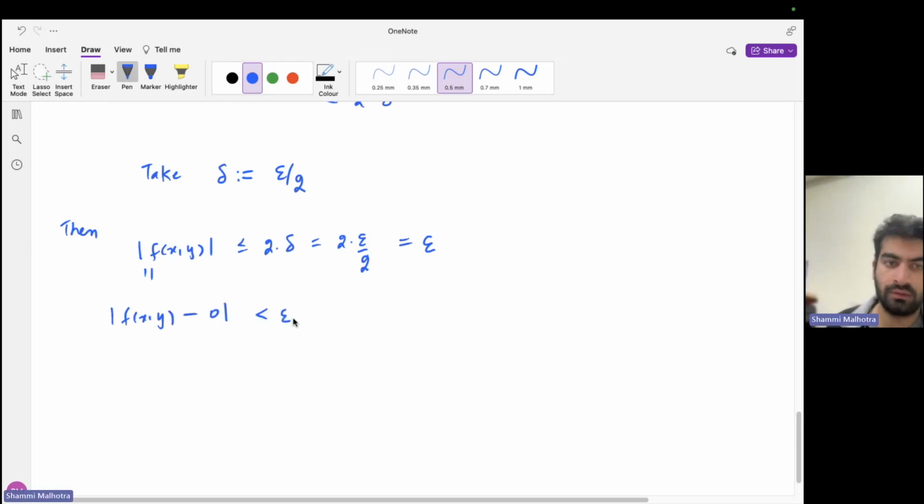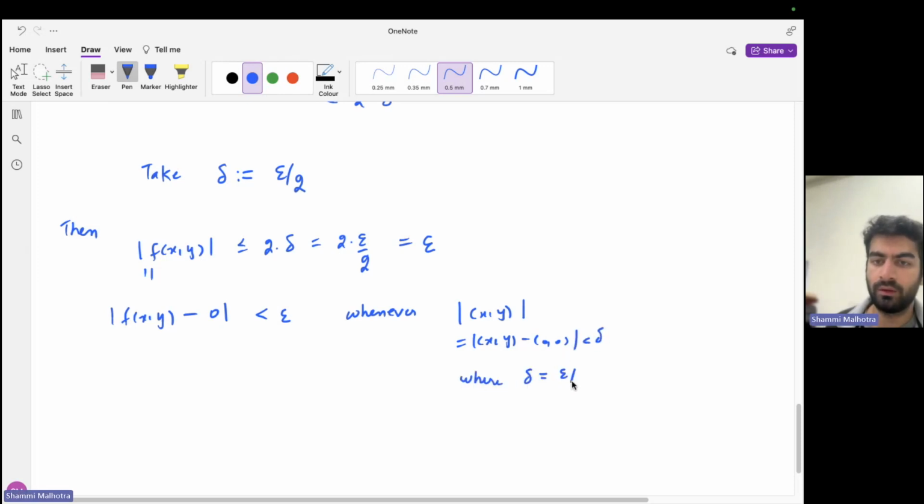This thing is less than epsilon whenever modulus of (x,y) minus (0,0), let me write this, (x,y) minus (0,0), is less than delta, where I'm taking delta to be epsilon by 2. So this will imply that the limit of f(x,y) as (x,y) tends towards (0,0) is nothing but equal to 0. So it is one of the ways to prove the limit exists.